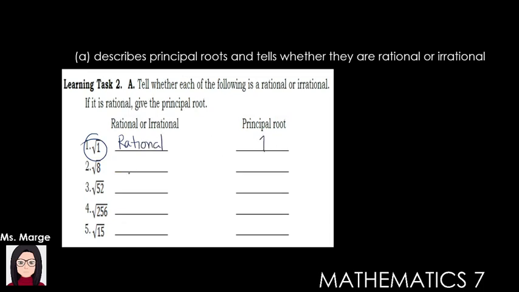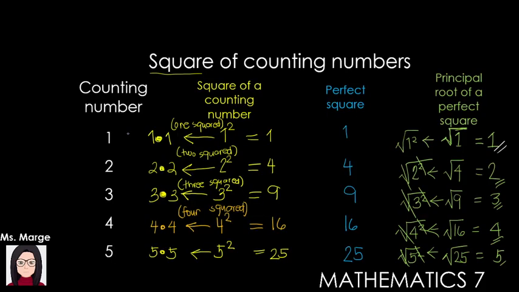Ayun yung proof. So, dito, may square root of 8, square root of 52, square root of 256, square root of 15. Explore ninyo, gamitan nyo ng calculator at kapag whole number ang lumabas sa principal root, rational yun. Pag hindi whole number, that will be irrational kasi magiging non-repeating, non-terminating. Ayan. So, that's it. Yung iba ay ile-lecture natin sa susunod na video.